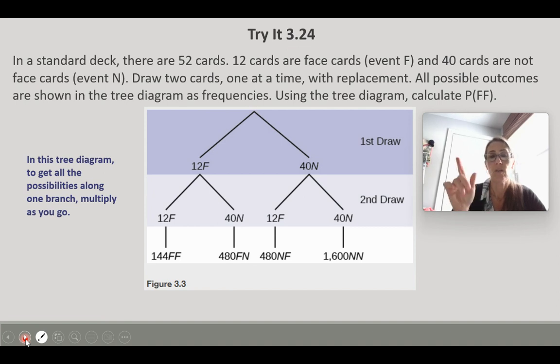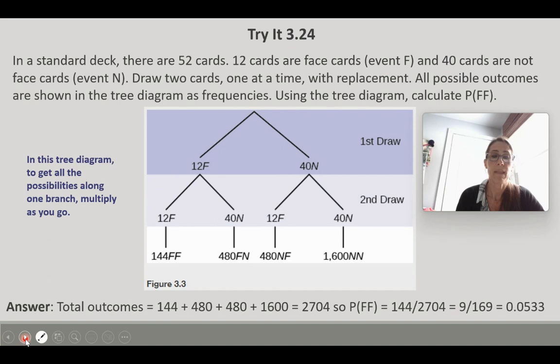So as I said, you multiply going down the branches to get the frequencies for each option. And then, to figure out how many outcomes are in our sample space, you add up going along the bottom of our tree diagram. So 144 plus 480 plus 480 plus 1600 gives us 2,704 total outcomes in our sample space.